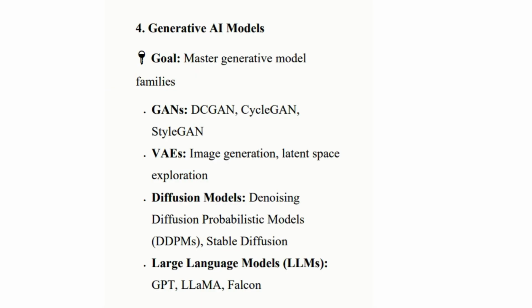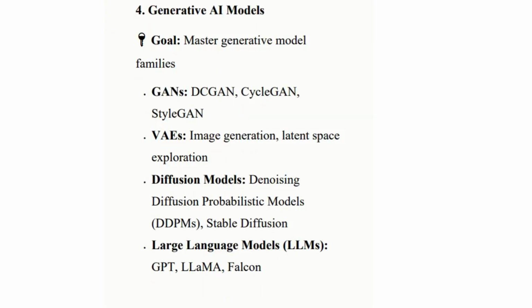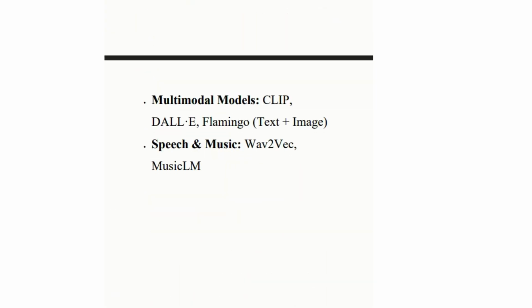Now step into the core of generative AI. Explore GANs like DCGAN, CycleGAN, and StyleGAN for creating realistic images. Learn variational autoencoders for image generation. Understand diffusion models used in tools like Stable Diffusion. Study large language models including GPT, Llama, and Falcon, and expand to multimodal AI, combining text, images, and even speech generation.